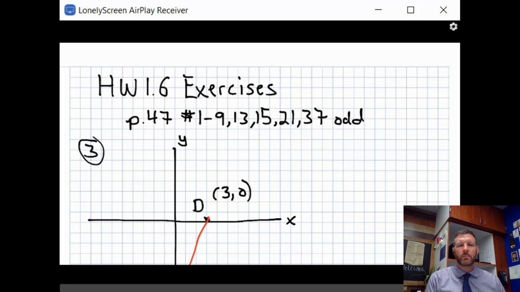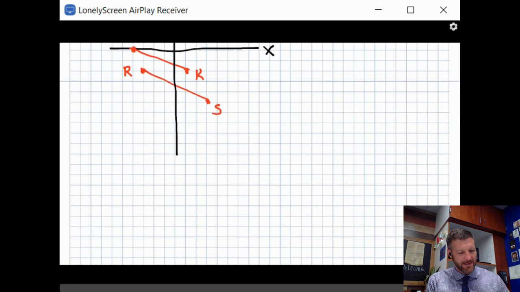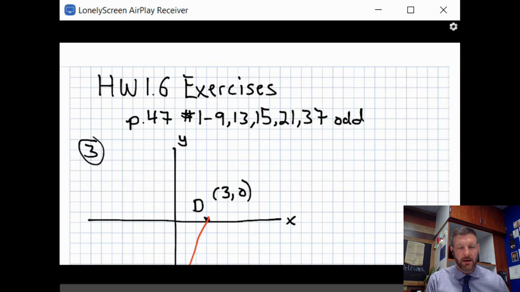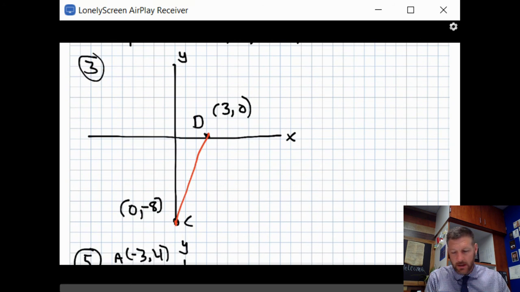This is still on midpoints and distances in the coordinate plane. Your full problem set of exercises is there, page 47, 1 through 9, 13, 15, 21, and 37, all odd. I'm going to be working through just the first several of the first problems, 3, 5, and then 7 in this exercise video. All right, so let's go ahead and jump right into question number 3.